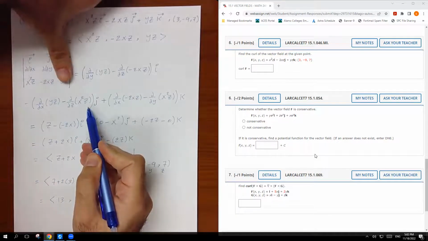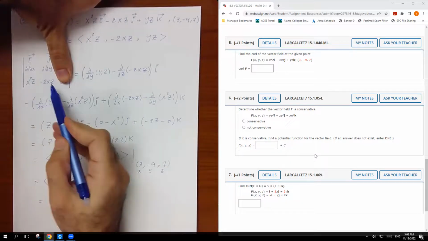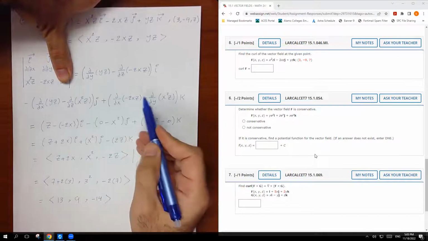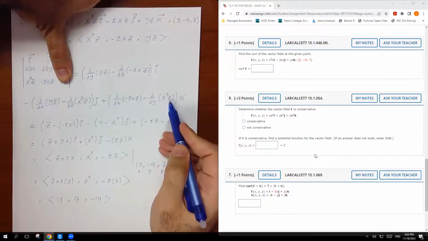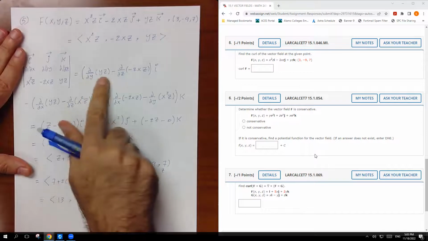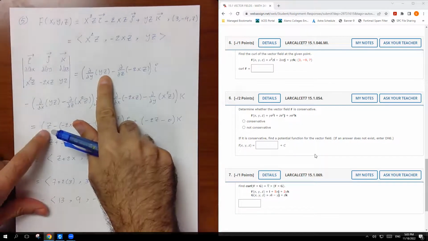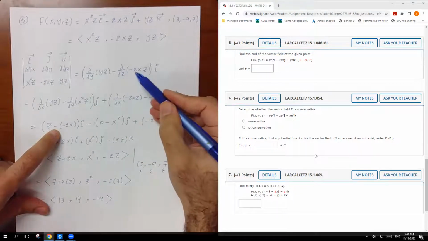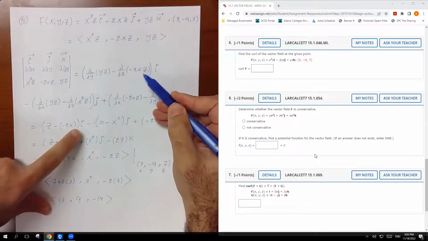Now for the k it is going to be plus the derivative with respect to the x of negative 2xz, minus the derivative with respect to the y of x squared z. This is for the k. Now let's go back here. The derivative with respect to the y of this part is going to be only z. Now minus the derivative with respect to the z of this part is going to be negative 2x, because the z is going to be 1. This is for the i.